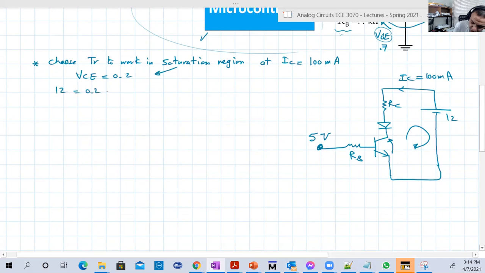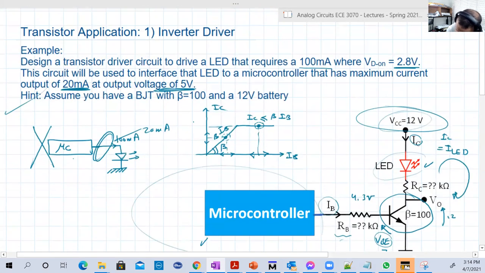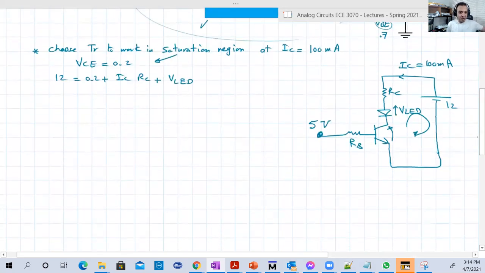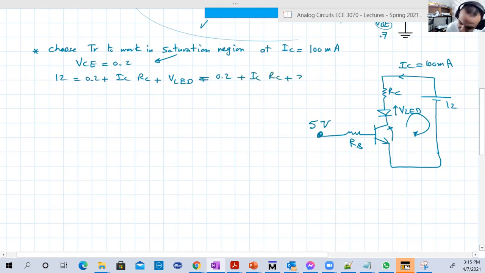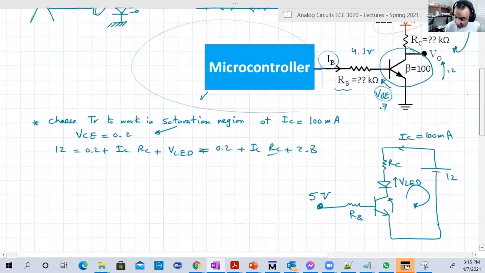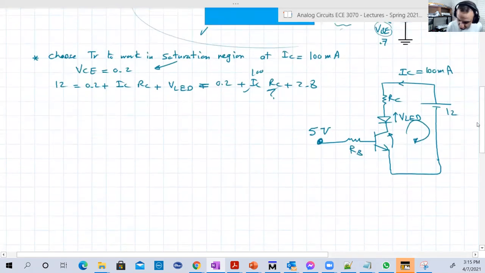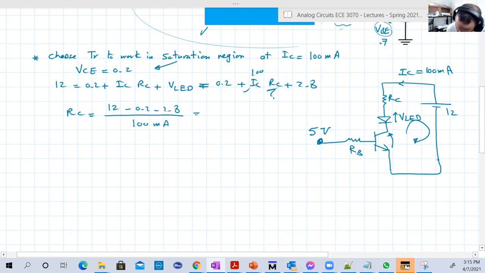So we can say that 12 equals 0.2 plus IC RC, where RC is unknown and IC is known, plus VD or VLED. And VLED, as given in the question, is 2.8. Remember, LEDs don't work at 0.7 like normal diodes. Usually they require a higher built-in voltage. So RC is equal to 12 minus 0.2 minus 2.8 over 100 milliamps. So this is basically 90 ohms, very small because the current is very big.